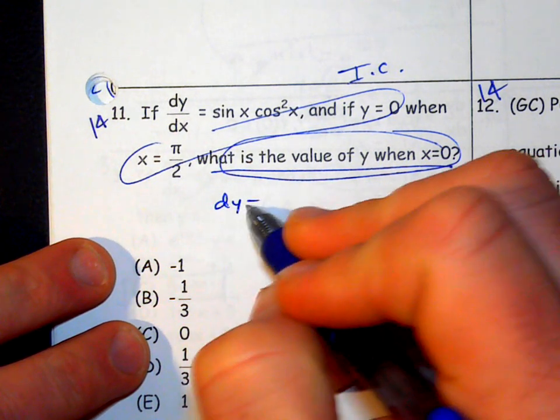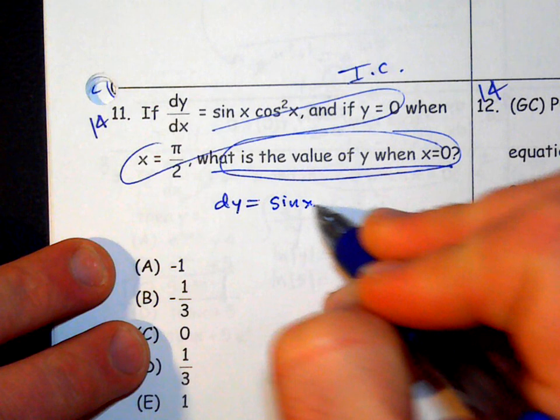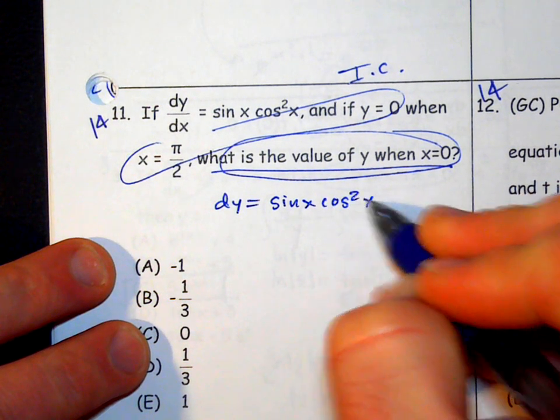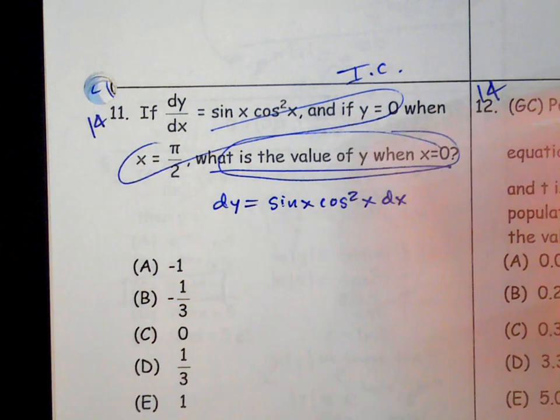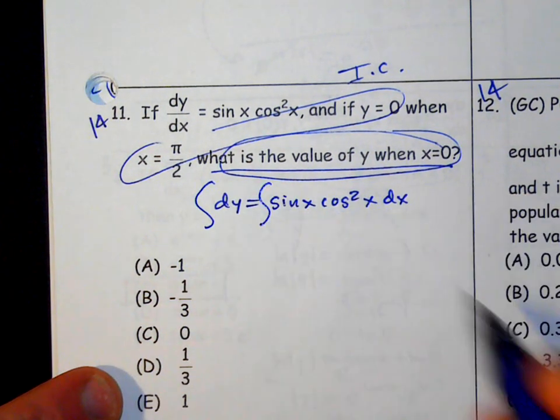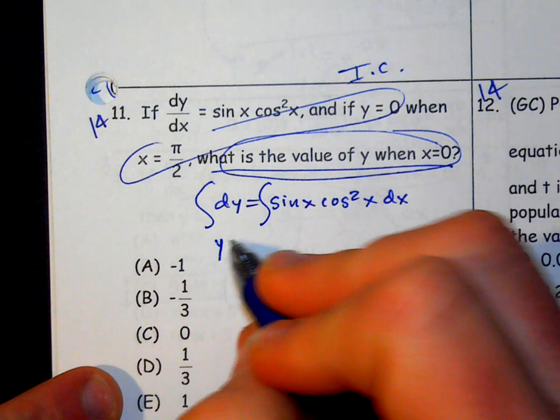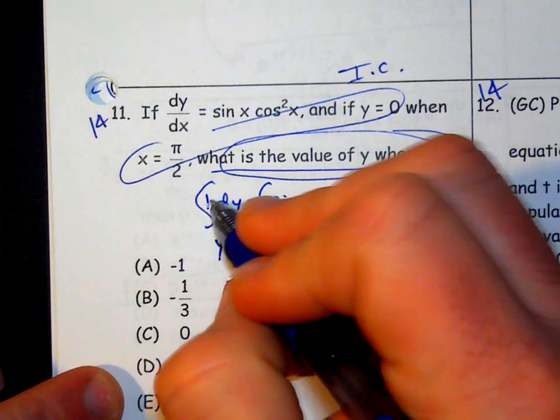Now, here's the interesting thing. You don't really have to separate the variables. I mean, you can put the dx on the right side, but there's no y stuff here. So it all stays on the right. We're going to integrate both sides. So we're just going to get y on the right, 1y.